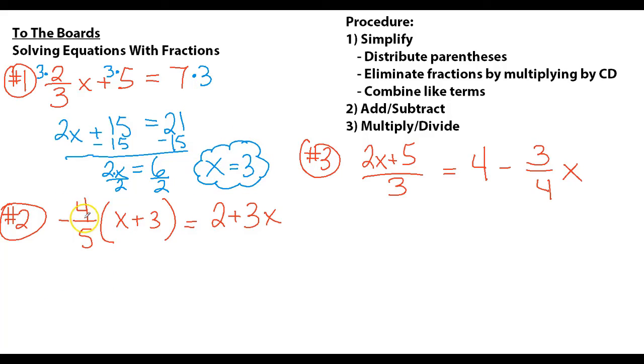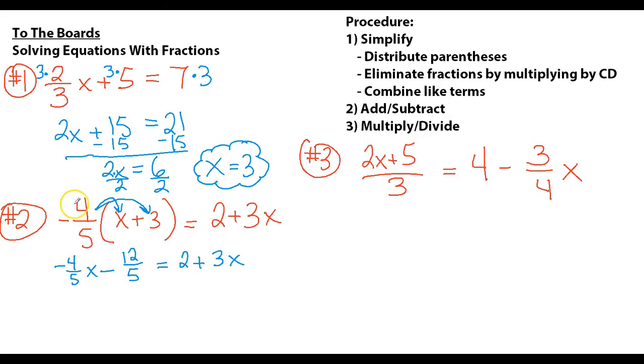Moving on to question number 2. I need to first distribute the parenthesis. I do have a negative 4/5 that I'm going to pull into the parenthesis here. And I'm going to get negative 4/5 x plus 4/5 times 3. I'm going to do 3 times 4. That's 12/5, but it's going to be a minus 12/5 equals 2 plus 3x.